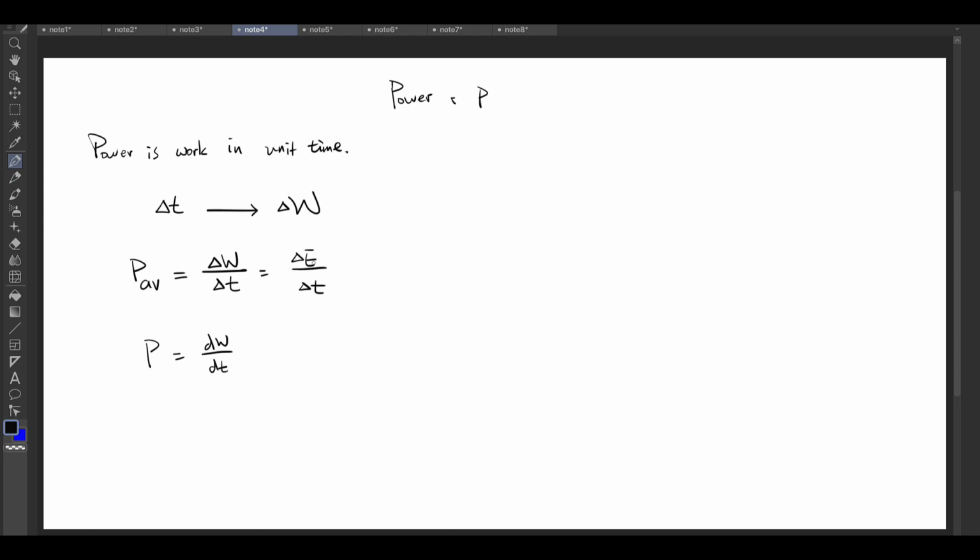All right, so if you say a work done on an object speeds up, then its kinetic energy increases. The increase of the kinetic energy equals the amount of work done on the object. Okay, so we'll talk about all that in the future. But again, here's the definition of the power. Power is work in unit time.